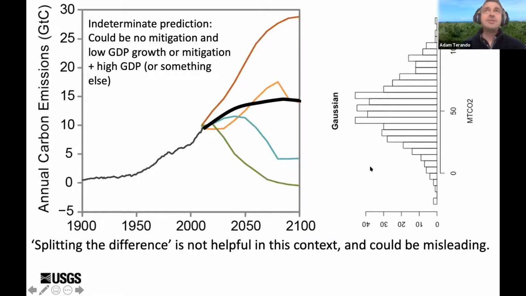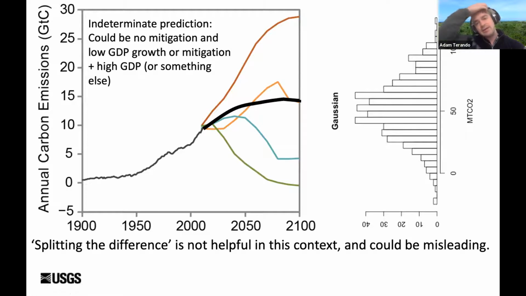And then of course the temptation is to say, well, why don't we just split the difference and look down the middle? That's sort of what we do lots of times when we take a mean of different samples from a population. In this case, that's not really helpful though, and it could be misleading. Randomly taking the middle across all these scenarios is really an indeterminate prediction. This is not a Gaussian distribution of outcomes.